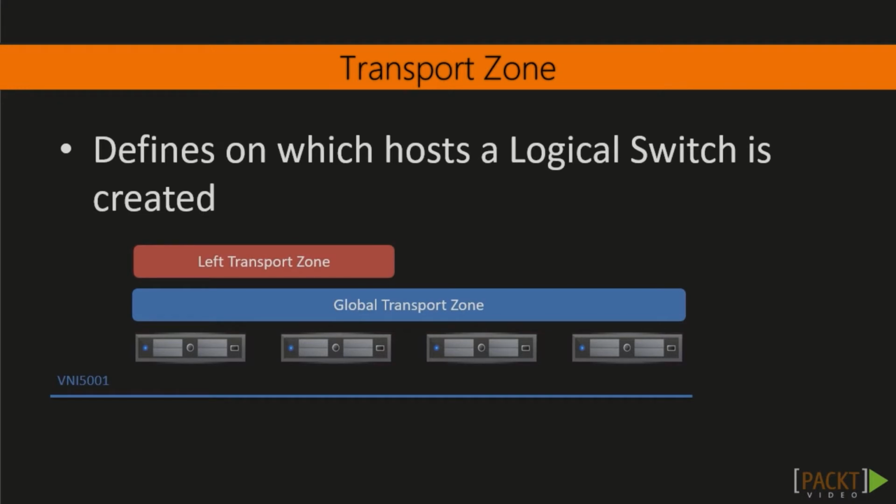What's pretty cool in NSX, an ESXi can be member of more than one transport zone. So we could create a second transport zone, we call it left transport zone, and only the 2 hosts on the left-hand side are a member of this transport zone. If we create a new VNI and select the left transport zone, this VNI is only available on the 2 hosts on the left-hand side. That's how you use transport zones to segment your infrastructure further.